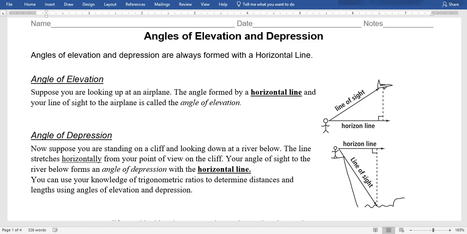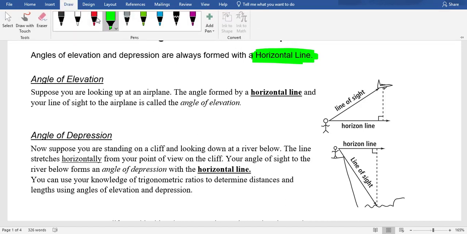Angles of elevation and depression, if you look at the first line, are always formed with a horizontal line. So check out what I'm highlighting there in green. Okay, you have to be next to the horizontal line. If you are not next to the horizontal line when you're choosing your angle, you are about to do the problem wrong. So let's check out what that looks like.